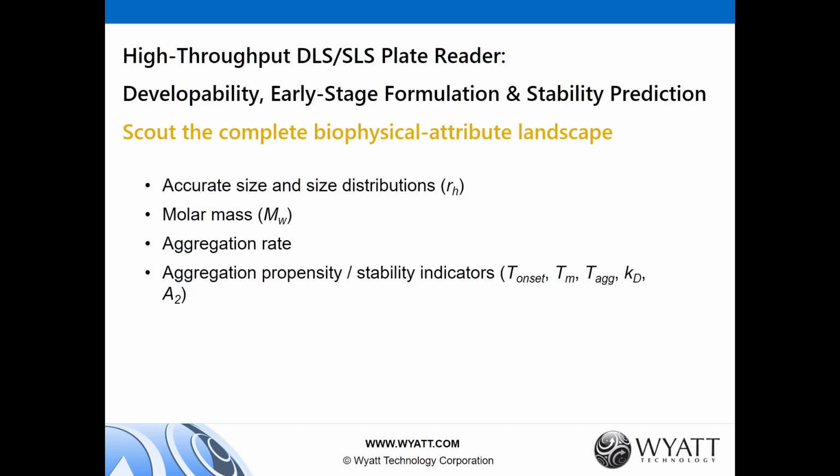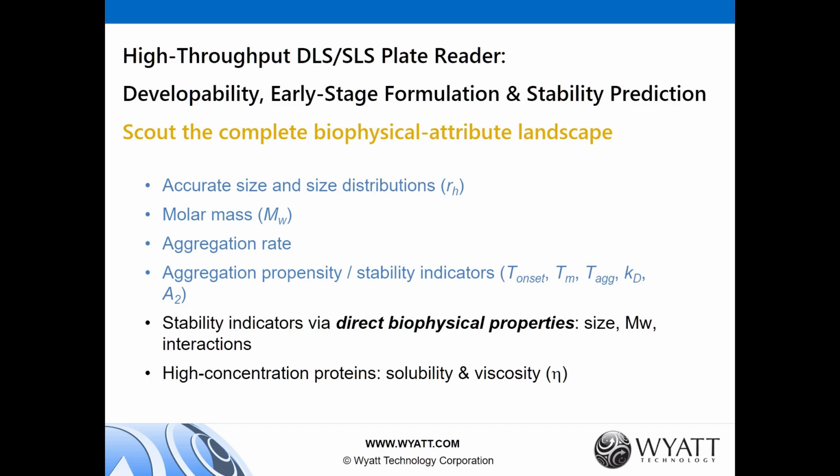So the dynamic light scattering, static light scattering plate reader is really an invaluable platform when you're engaged in developability studies and early stage formulation, looking at the prediction of stability, because it really scouts out a really significant section of the biophysical attribute landscape. It will give you accurate size and size distributions, determine the solution molecular weight, including aggregates, the rate of aggregation when you do an isothermal study, the propensity for aggregation or indicators of stability, such as the onset temperatures for size or molar mass change, as well as the colloidal stability indicators, KD and A2.